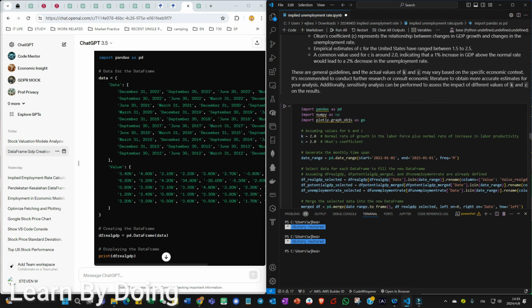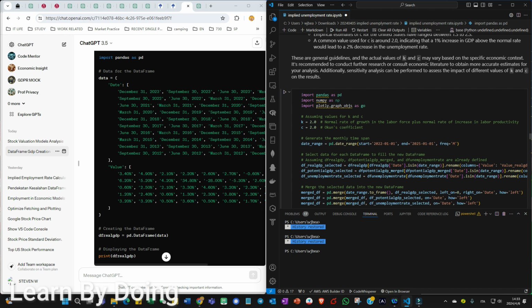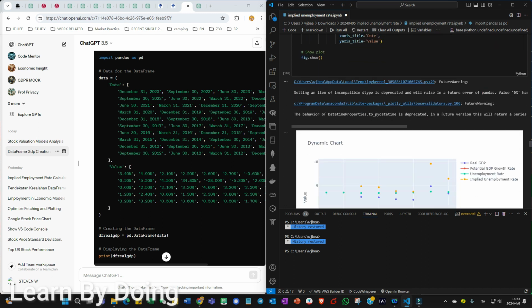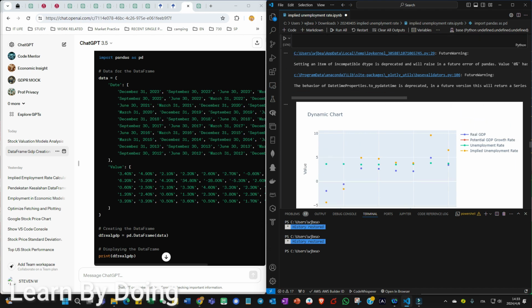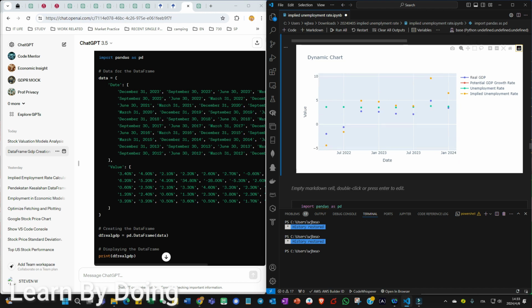Okay, so let's go on. So this part, I'm going to apply this Okun's law to calculate the data. There are some warning messages at this moment that I ignored. If you are interested, you can see what they mean and what the implications are. But for now, I see the dynamic chart is very good, and I can see what data I want, what data I do not want, and the potential GDP growth rate is missing. So there must be some problem here.